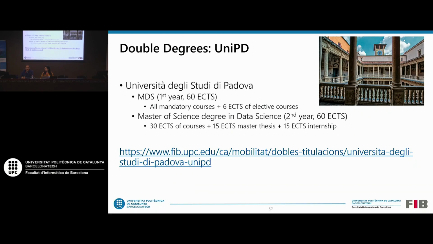You would do the first year of MDS here to do this mobility, so you would do here all the mandatory courses and 6 ECTS of elective courses. And then you move to the second year to Padova to do the Master of Science degree in Data Science, so 60 ECTS you need to do there: 30 ECTS of courses, 15 ECTS of master thesis, and finally 15 ECTS of internship, which is mandatory in Padova, okay? When you finish all this, you get 2 titles, 2 degrees, okay? This is the whole thing. It's 1 year of mobility, but with the benefit of getting 2 degrees.